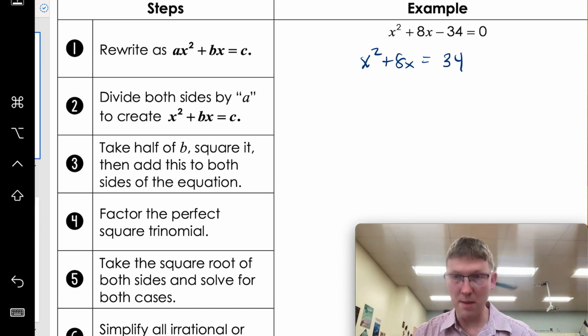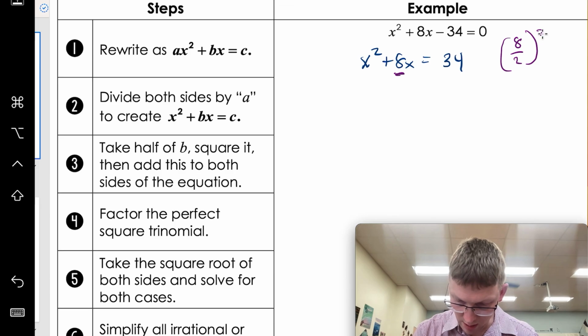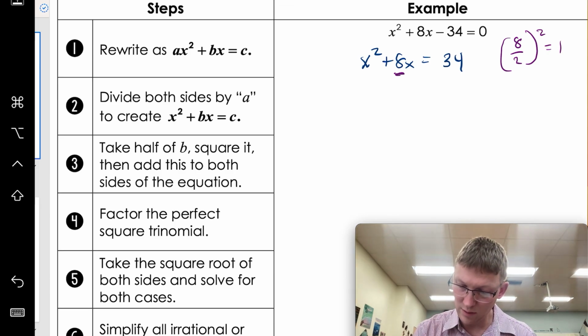So hopefully you remember a little bit about completing the square. First, we've got to find the right number to add and subtract. The way we do that is by looking at this number, dividing it in half. So we've got 8 divided by 2, and then squaring it. So 8 divided by 2 is 4. 4 times 4 is 16. So 16 is going to be our magic number, if you will.